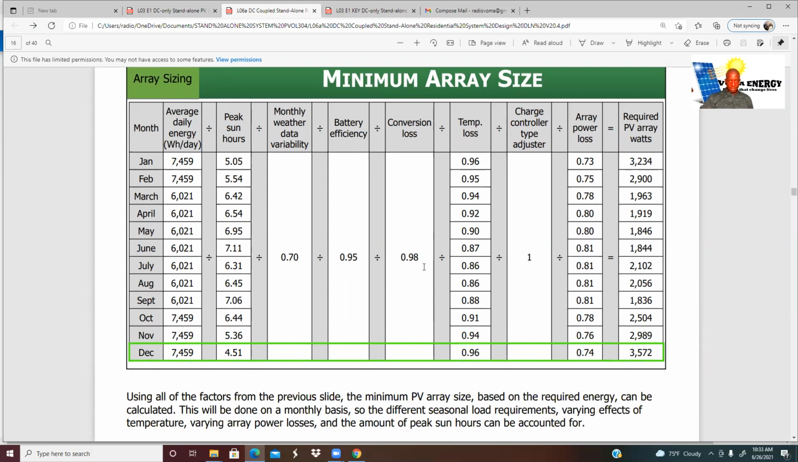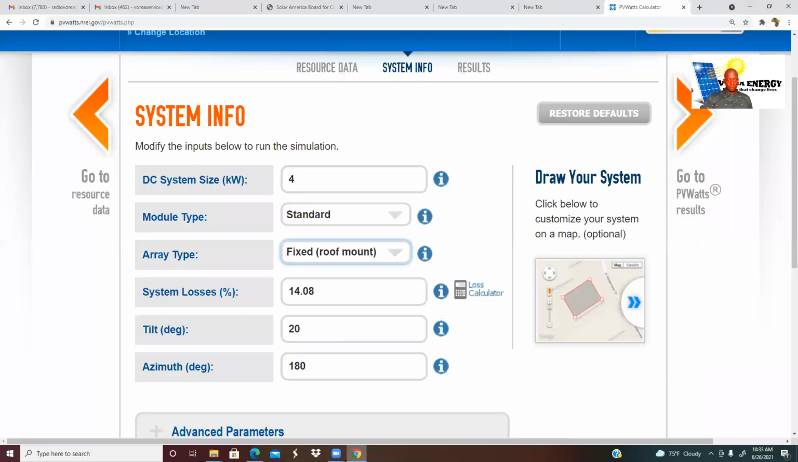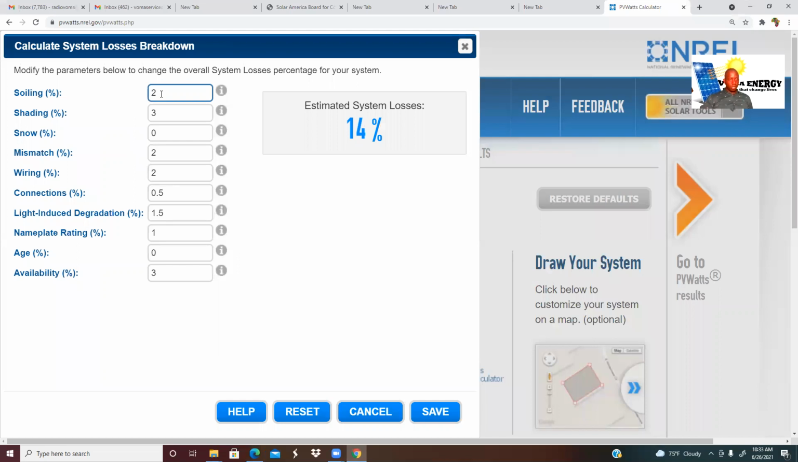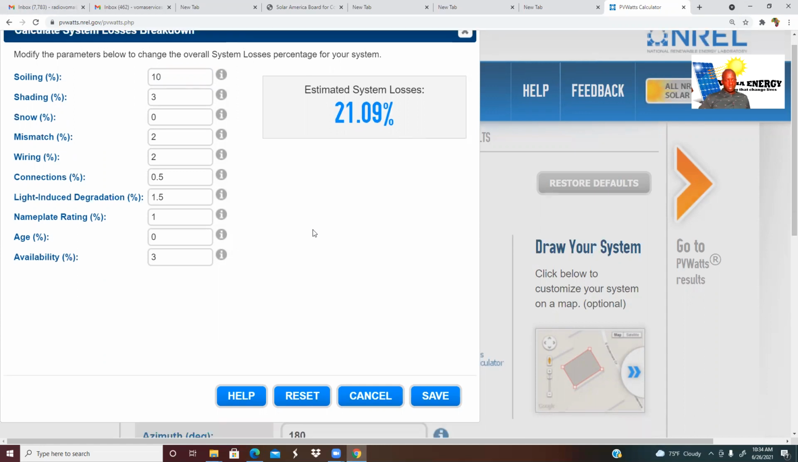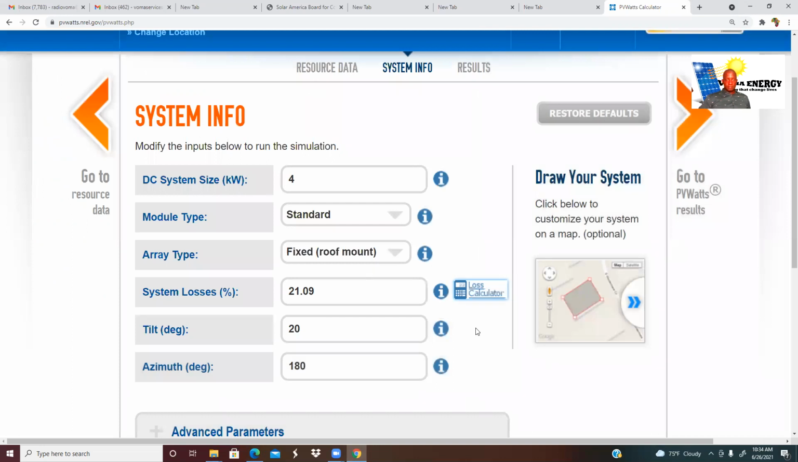Conversion loss, 0.98. You should just leave it there. If I change it, it doesn't make any big difference. Oh, losses, we have the sorting. That's if they have sorting in the area. We may not have sorting, we have no snow. Change that to 10% losses. Save it here.